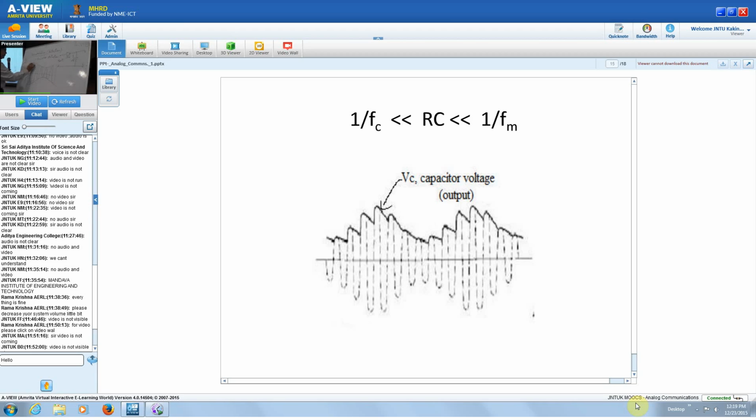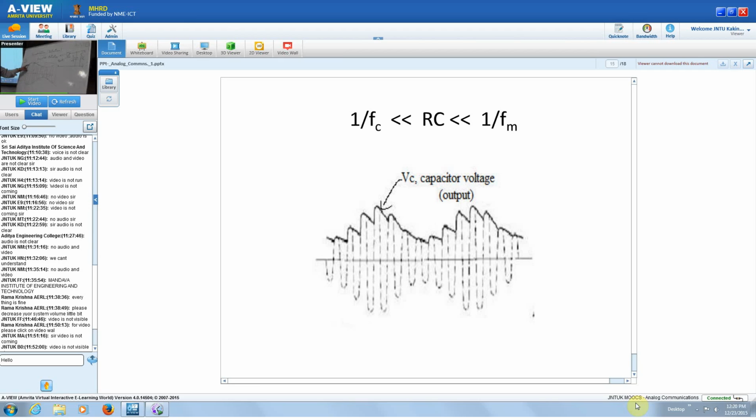Once it comes to the positive, then again it charges, then it maintains. If it maintains, what is going to happen? At no point is this going to change. That means it's not following your baseband signal. Baseband signal variations have to be followed. For that, we are providing a discharging path. A resistance we are adding to this circuit.